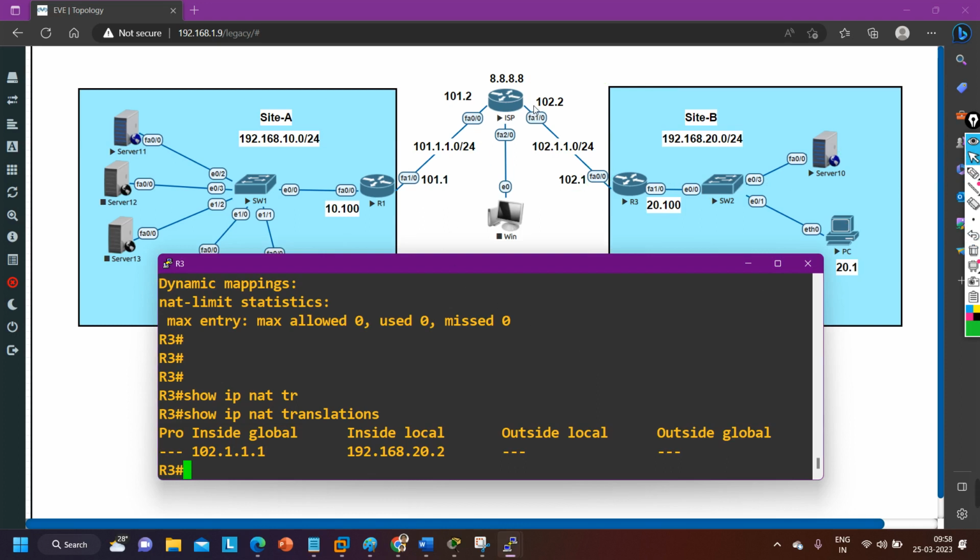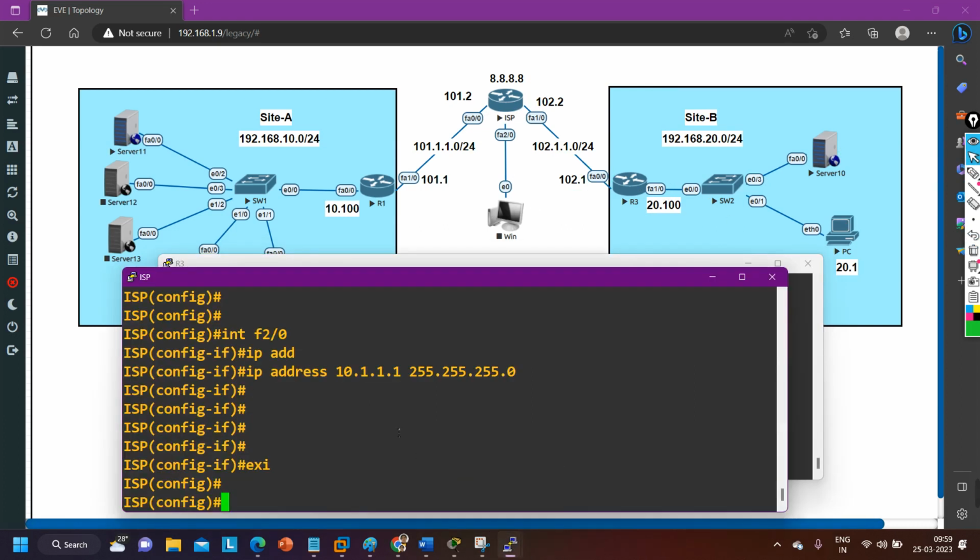Now let me check whether outside users are able to access my server or not. So let me take you to the ISP router, and from loopback 1 I am going to ping. So if from router number 1 I ping this global IP address, will it work or not?